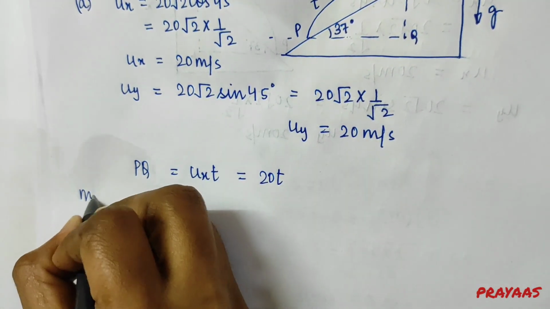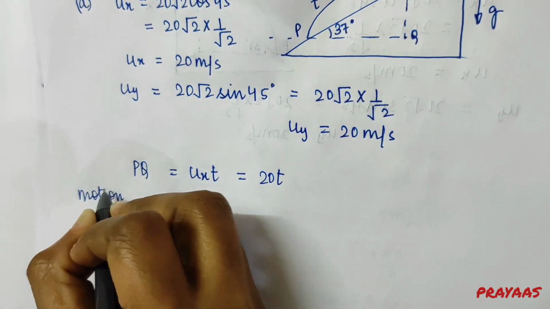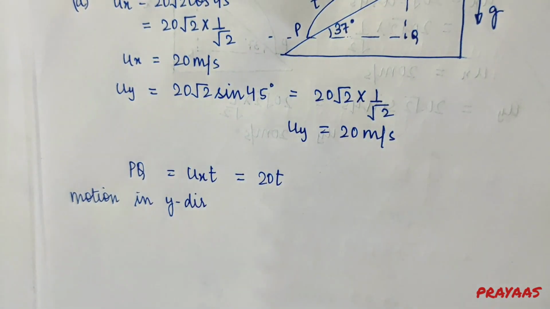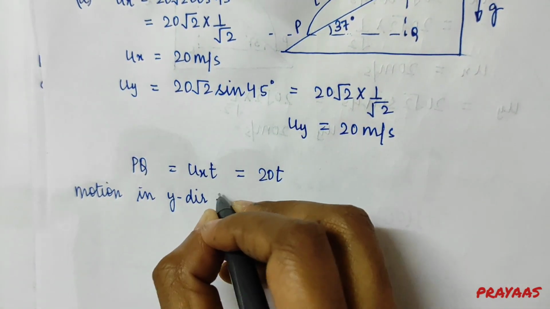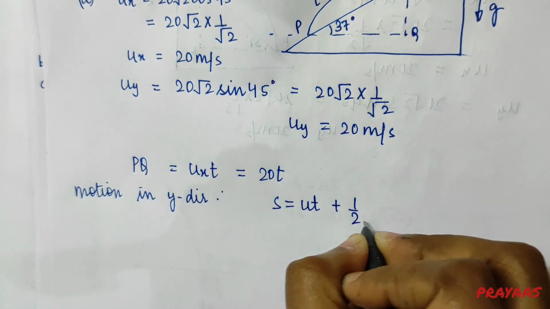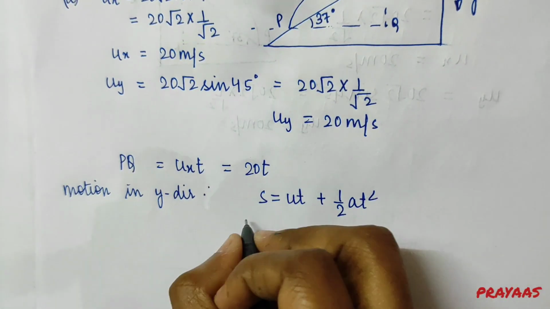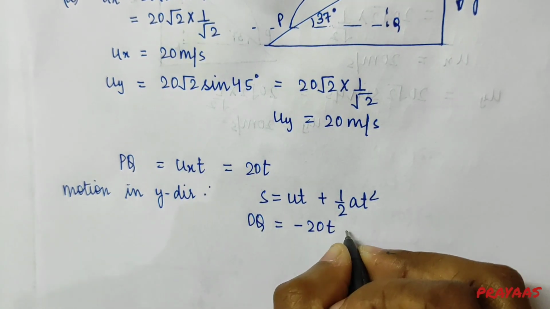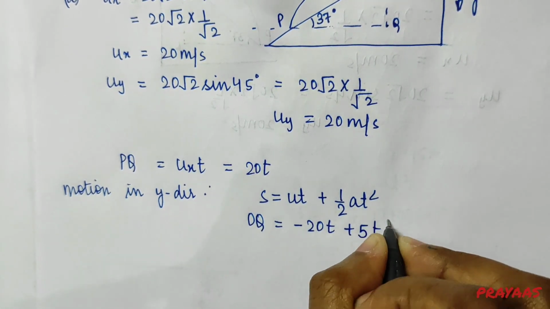Now observing motion in y direction, I am going to apply the second equation of motion for this, that is s is equal to ut plus half at square, for finding OQ. So OQ will be equal to minus 20t plus 5t square.